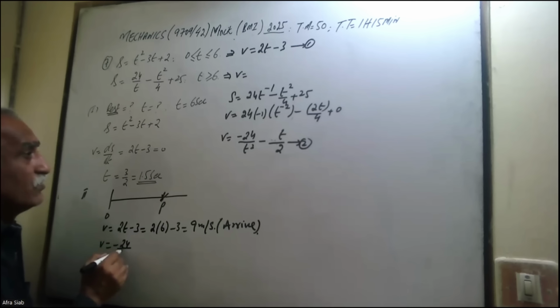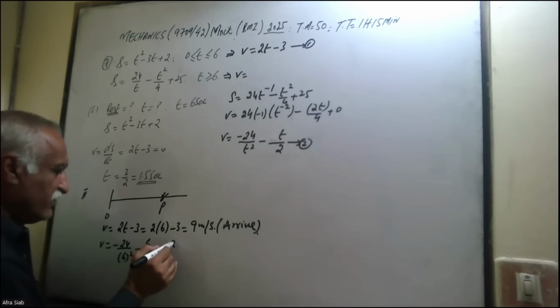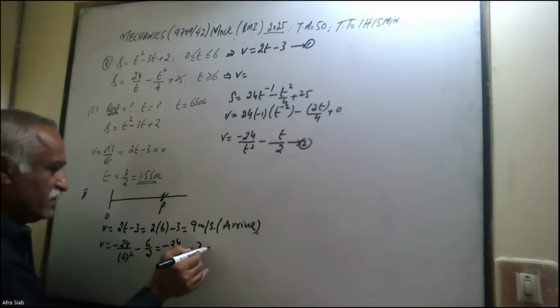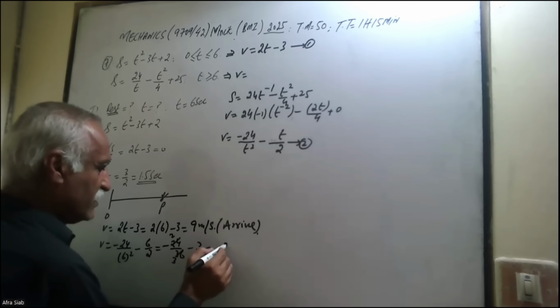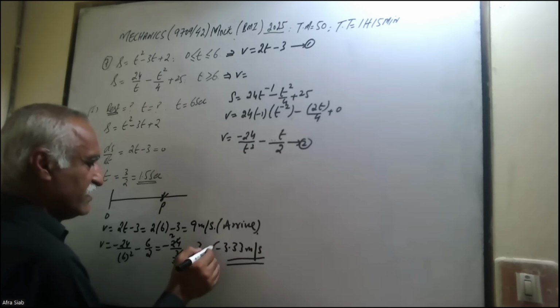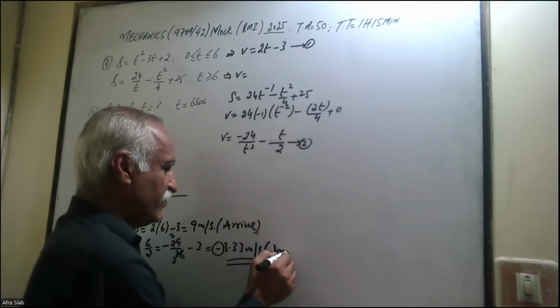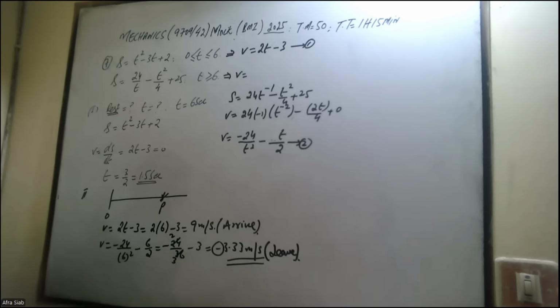That is −24/6² − 6/2, which is −24/36 − 3, approximately −3.7 meters per second. This minus sign indicates that it is bouncing back from the barrier at P. So it is going to leave P with that velocity. So these are the two situations they have asked about for this part, and now they are asking the third part.